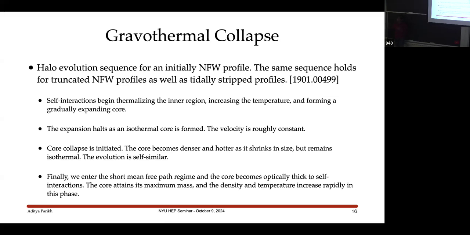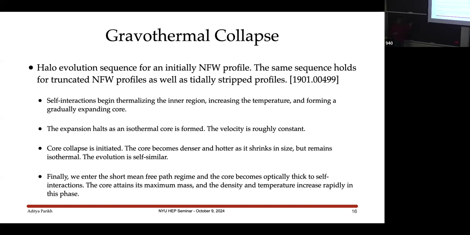So this behavior is the same whether you're in a 10 to the 6 solar mass object or a 10 to the 10 solar mass object. As long as you're in this core collapse phase, the core collapse is going to be independent of the mass. And then eventually you'll enter the short mean free path regime, and at this point the core starts becoming optically thick to these self-interactions, and this is where it plateaus in its maximum mass.